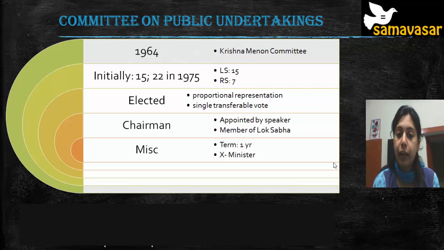The members are elected by proportional representation and a single transferable vote. So as you can see, all the 3 financial committees have this feature. They are elected by proportional representation and single transferable vote, which means that each party has a representation in the committee based on the share of that party in the parliament. The chairman is appointed by the speaker and he is by convention a member of the Lok Sabha. Now, miscellaneous things are that it has a term of 1 year and a minister cannot be part of the committee.